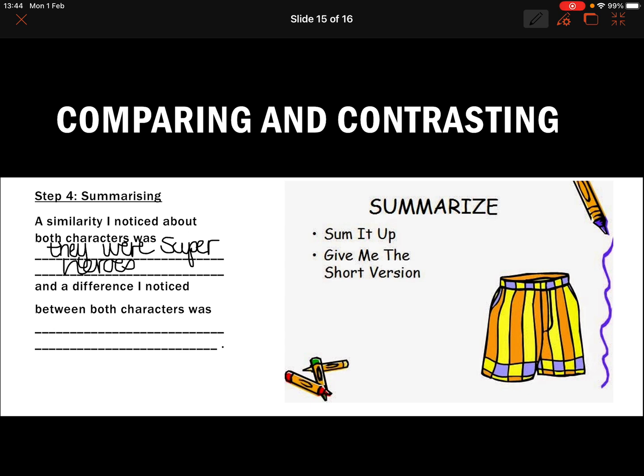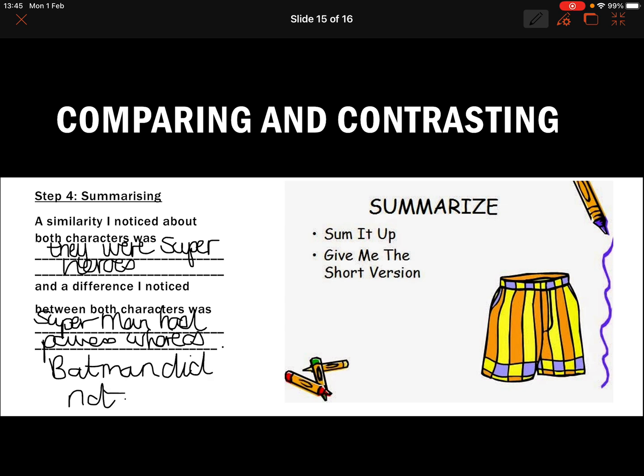A difference I noticed between both characters was Superman had powers whereas Batman did not. Okay?